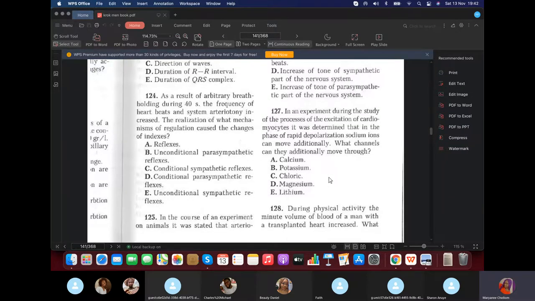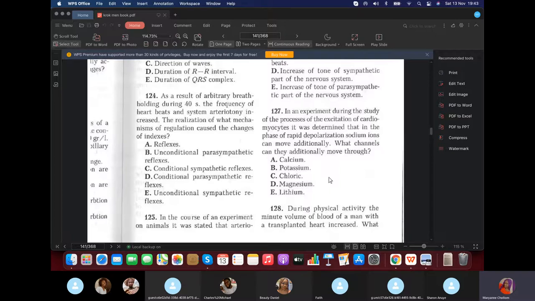127. In an experiment during the study of the process of the excitation of cardiomyocytes, it was determined that in the phase of rapid depolarization, sodium ions can move additionally. What channels can they additionally move through? So remember I told you, from our first physiology lecture, when I was on action potentials, your action potential in the cardiac cell. So there's what? There's sodium and calcium. Yes. So I told you sodium and calcium are for depolarization and potassium is for what?